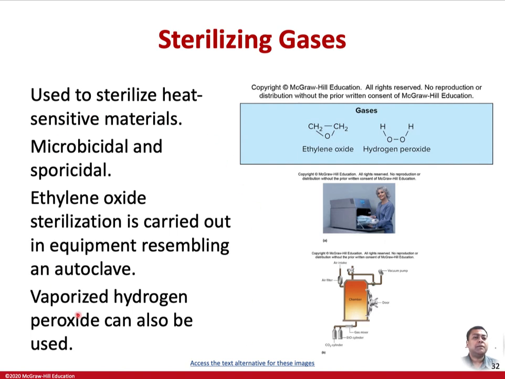So these are some of the functions of these sterilizing gases. Ethylene oxide can sterilize. Also, a high concentration of chlorine dioxide can do that. On the other hand, vaporized hydrogen peroxide can basically decontaminate or disinfect.